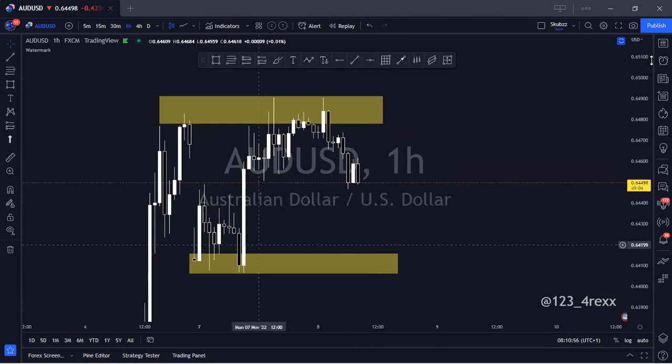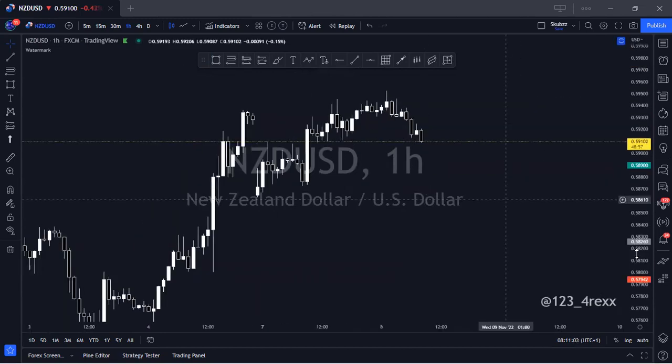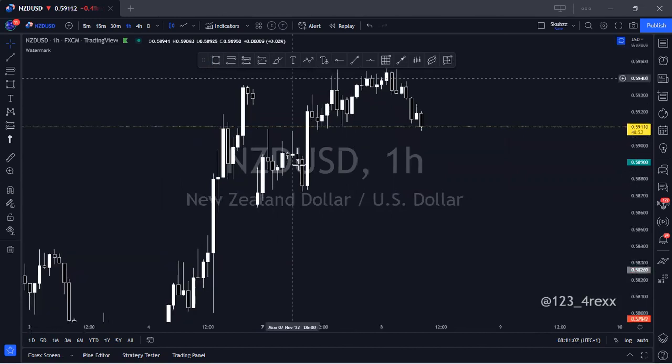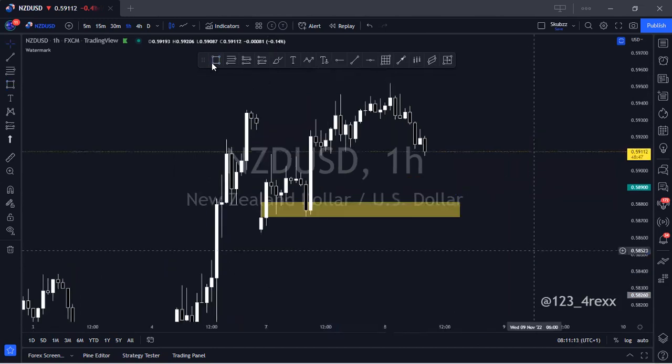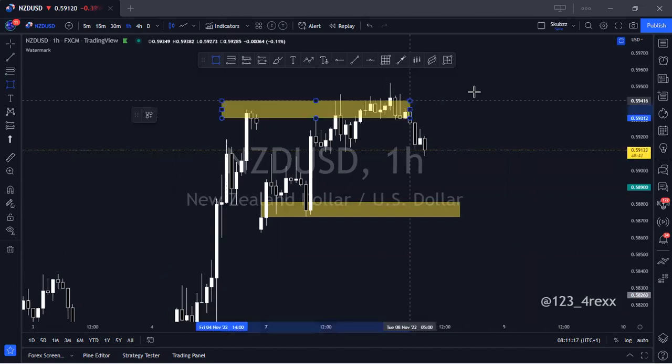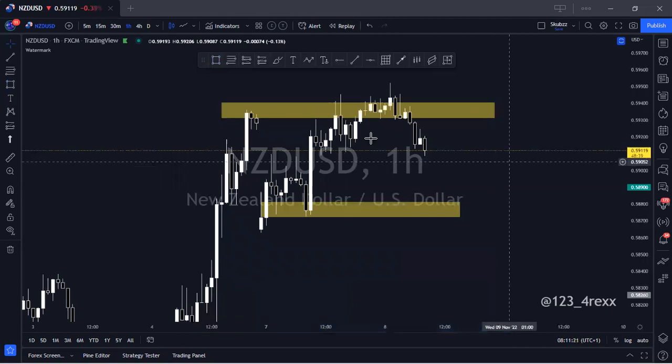Now let's jump on NZD/USD. NZD/USD is the same thing. We opened yesterday, we created this low, we went above. Did we actually break above? No, we didn't. We just retested those highs and then we are rejecting from those highs there.